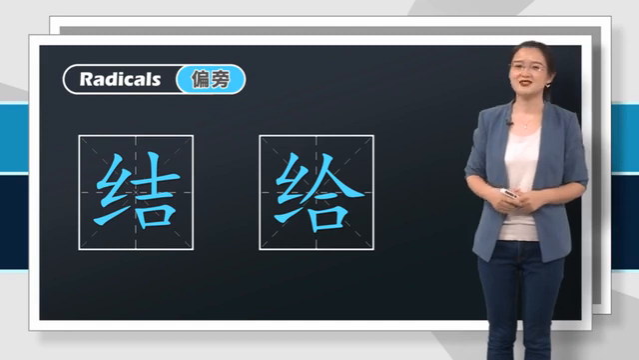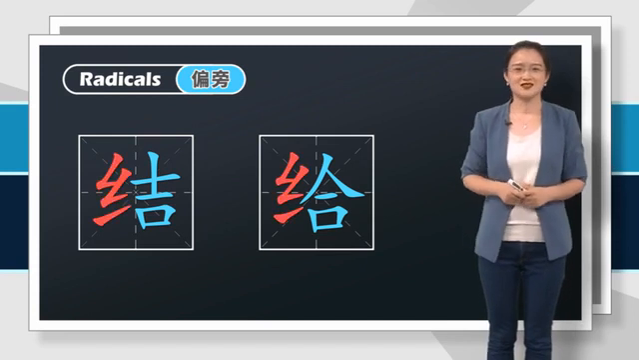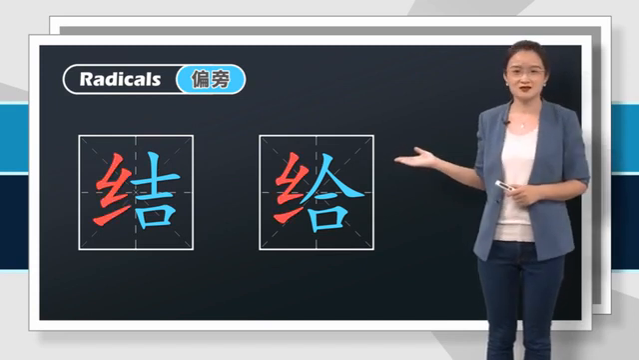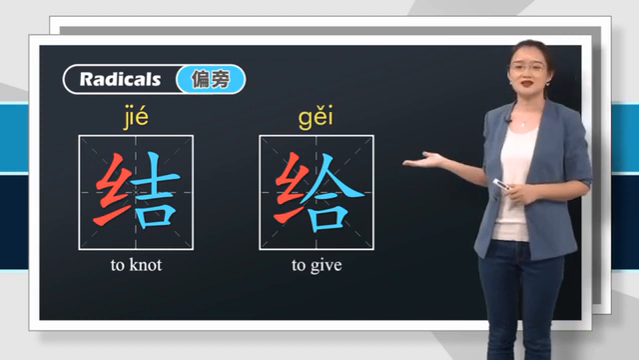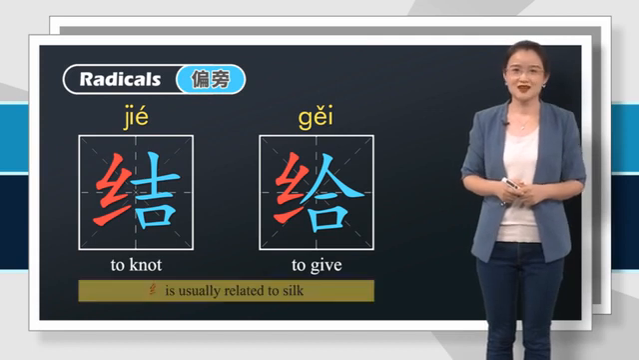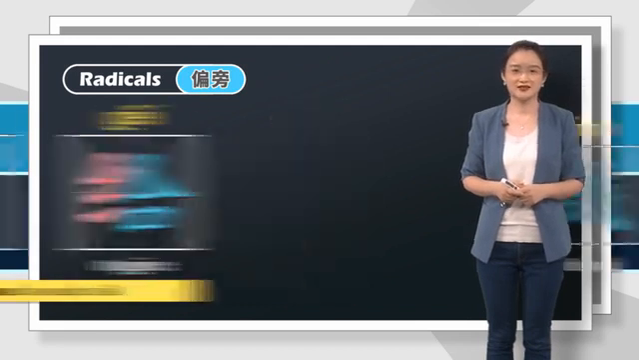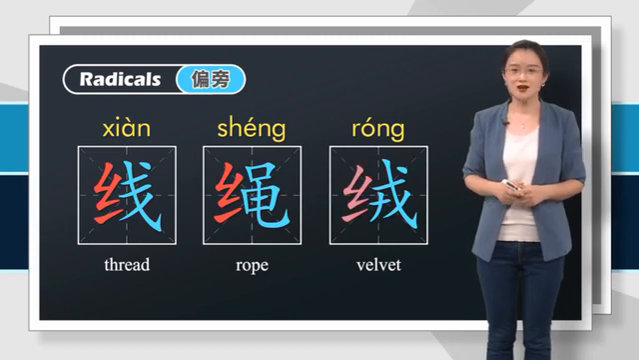Okay, let's move to today's radical part. Here are two characters. What parts of them are the same? Correct. They have the same left part. The character on the left is 结, to not. This one on the right is 给, to give. This radical comes from the character of silk, 丝. Characters with this radical are usually related to silk or fabric, such as 线, 绳, 绒.